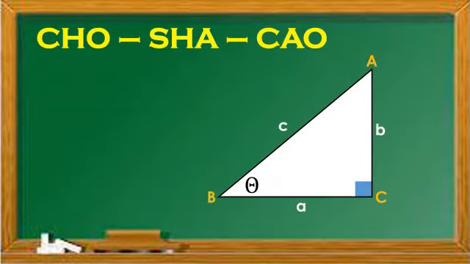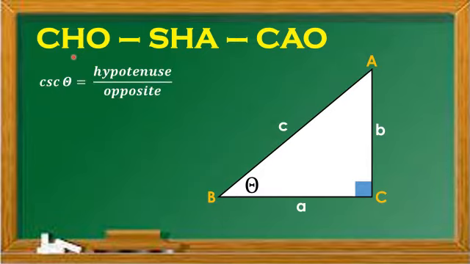So we have here CHO. CHO is an acronym for cosecant theta is equal to hypotenuse over opposite side. So again, since our hypotenuse is C and the opposite side is B, cosecant theta is equal to C over B.